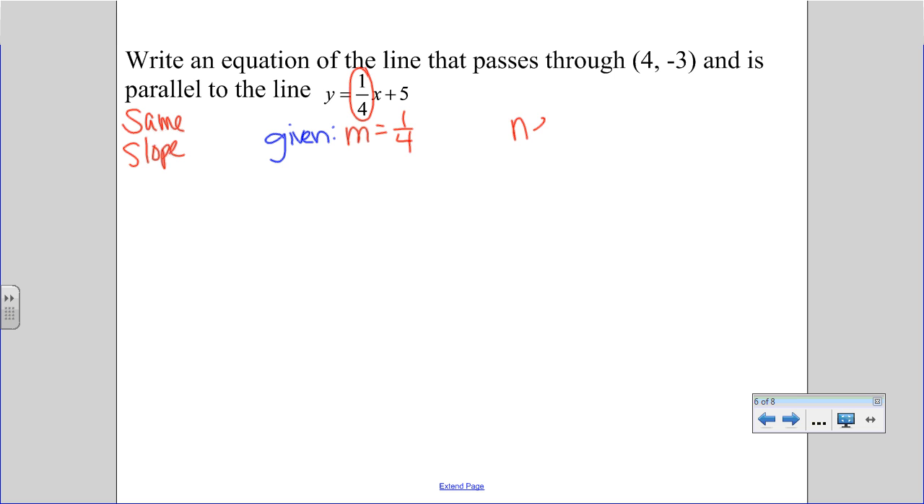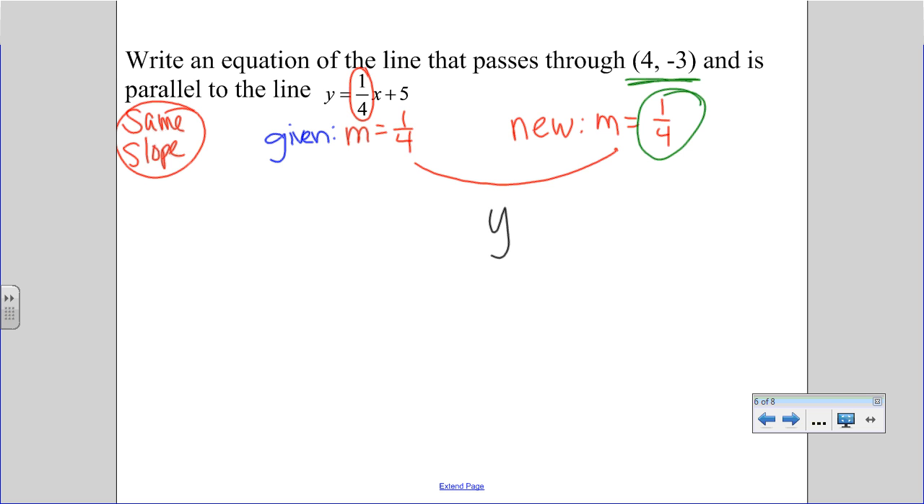My new slope, because I need them to be the same, is m equals, and I just take that slope, 1/4. So now I have an ordered pair. I have a slope that I can use to write my point slope form. So I'm going to have y minus, I'm going to subtract that y value, that is a negative 3, so that becomes plus 3, is equal to m, which is 1/4, times x minus, and I'm going to plug in my x value of 4.